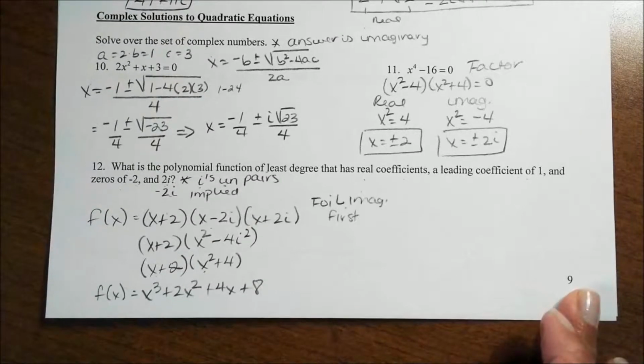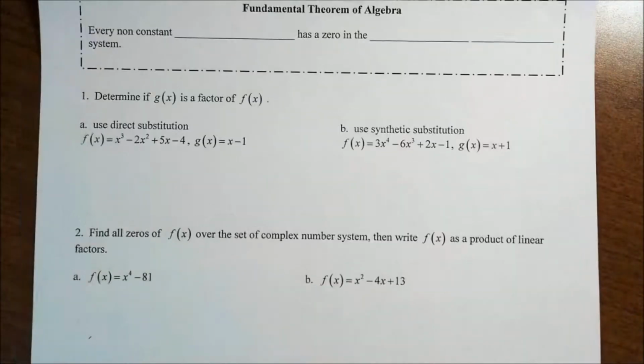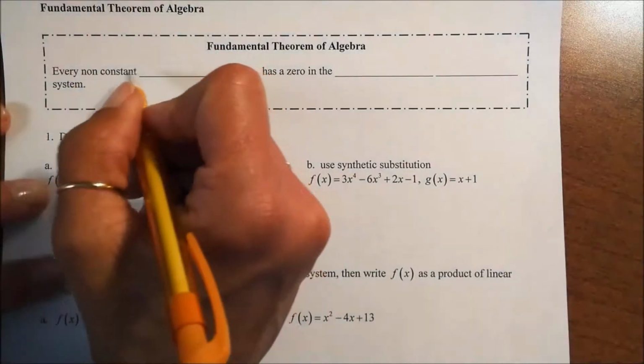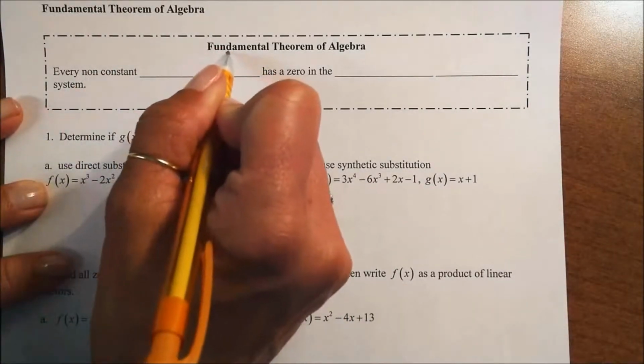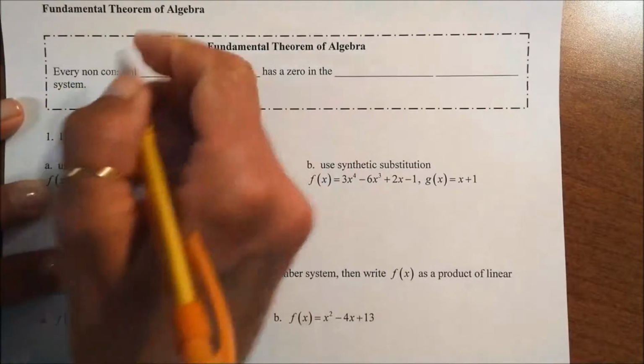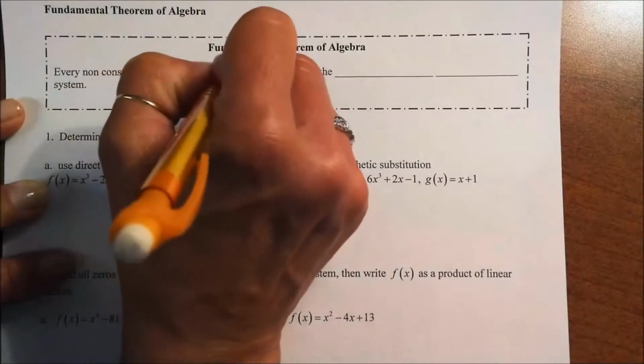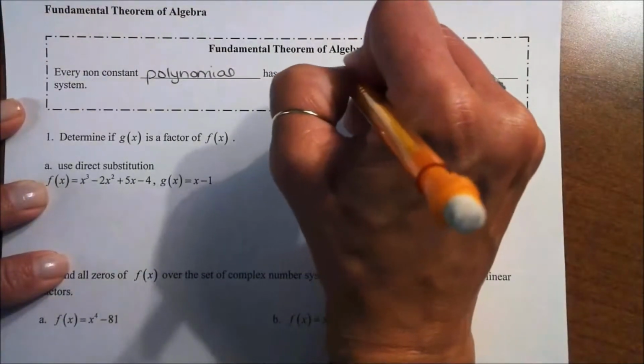Page 10. The fundamental theorem of algebra. Basically, this is saying that when you have a polynomial, there could be some non-constant values that would give you a complex number as a solution. So, by definition, the fundamental theorem of algebra states that every non-constant polynomial has a 0 in the complex number system.